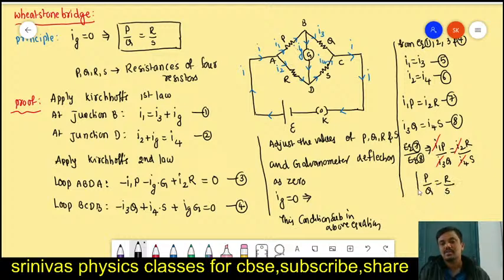That means we substituted the current through the galvanometer as 0, then we got P by Q equal to R by S. This is the principle that we proved, the Wheatstone bridge principle. What is the Wheatstone bridge principle? The arrangement of 4 resistors in the shape of a bridge is called a Wheatstone bridge. Wheatstone is the name of the scientist. When the current through the galvanometer is 0, the ratio of this side resistances P by Q equals R by S. Okay, understood students? Clear?